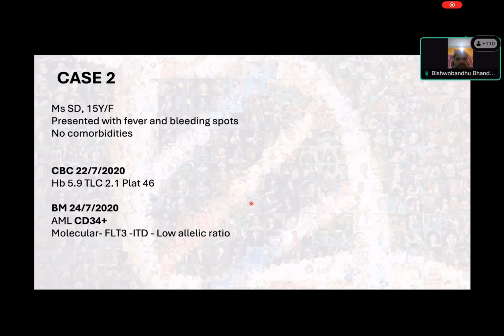so low allelic ratio. Okay, so what is the interpretation of this CBC? This is of course all in WHO units, right? So maybe I should have mentioned the units. So what is your interpretation? Is it normal? No, there is a decrease in hemoglobin. That is pancytopenia, I think. Correct.